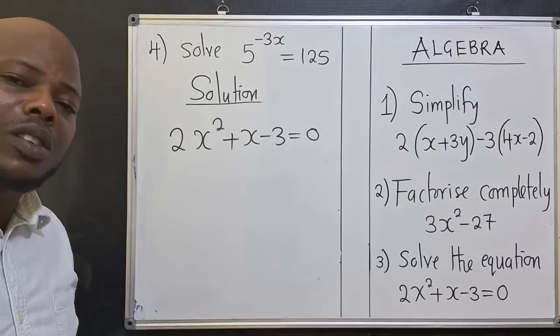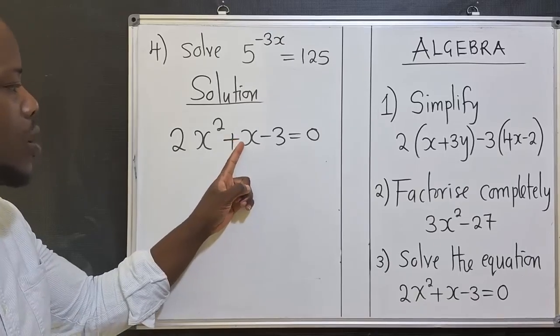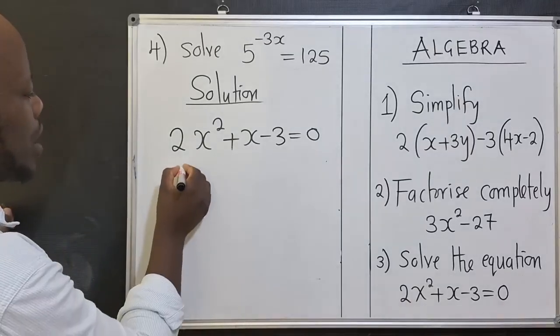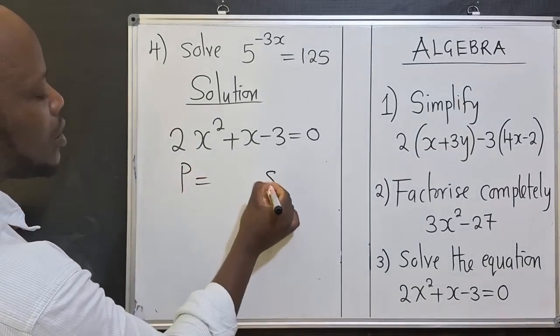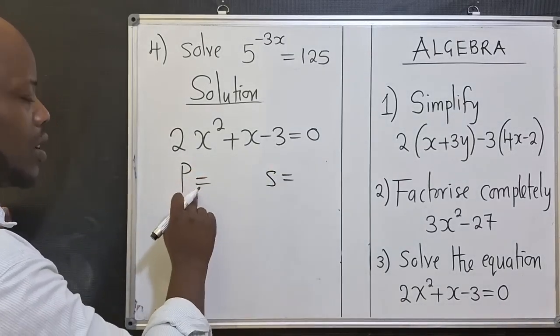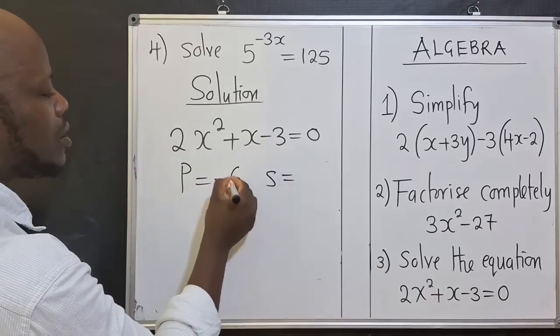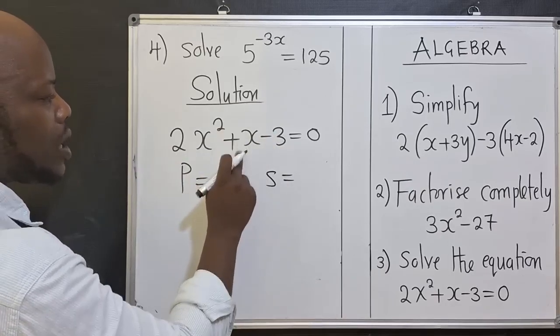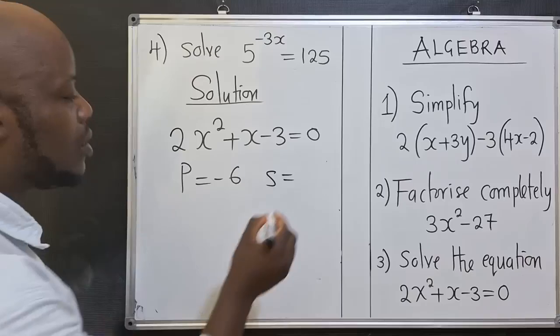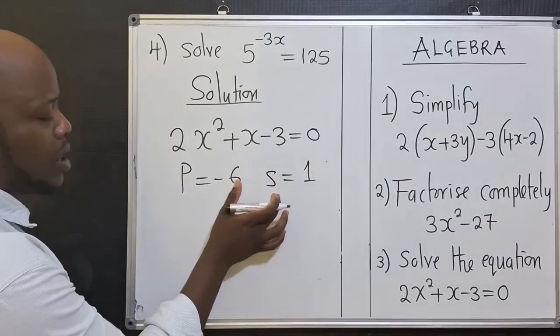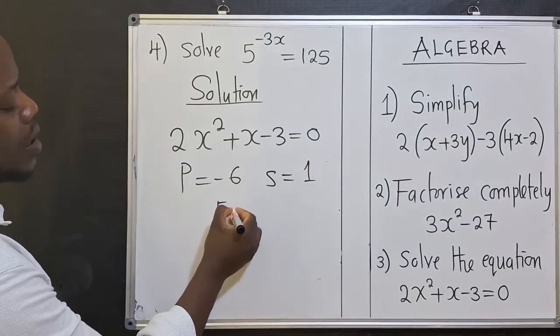They give us -6, and when we add them, they give us a 1. So here, all you need to put in your mind is to identify the product and the sum. The product will be this number times this number, it's -6. And then the sum will just be the number where x is, and that is the 1. So now, after identifying the sum and the product, you identify the factors.